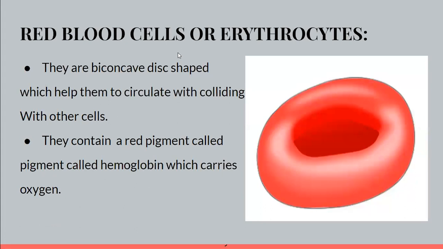Red blood cells. One type of cell is the red blood cell, also called erythrocytes. You can see the shape of the red blood cells. They are a little bit compressed in the middle and swollen at the edges, and we call it a biconcave shape. They are red in color because inside them there is a red pigment called hemoglobin, and hemoglobin's function is to pick up oxygen, to absorb oxygen.